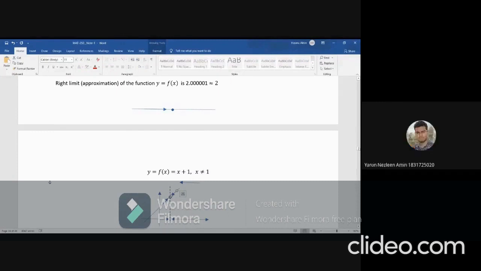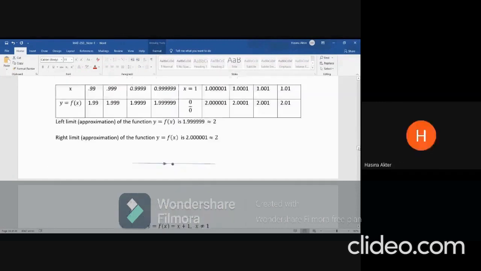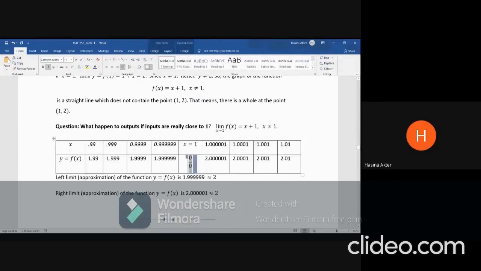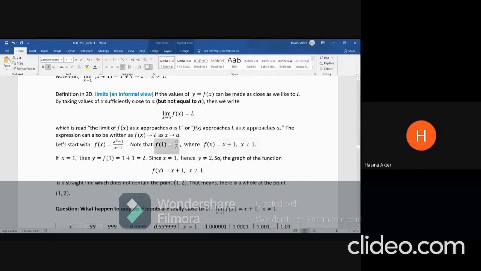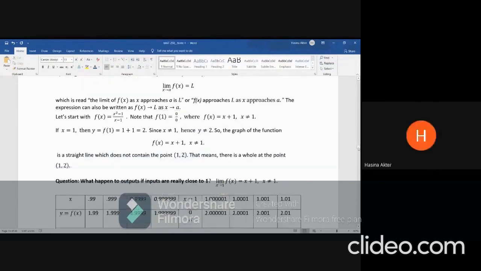Yes, miss. So the limit 0 by 0 exists. Because if you take x equals 1, then you have 0 by 0. You have seen that before, right? Here you go. f of 1 is 0 by 0, indeterminate. That means you cannot take 1 in the domain. That's what it means.